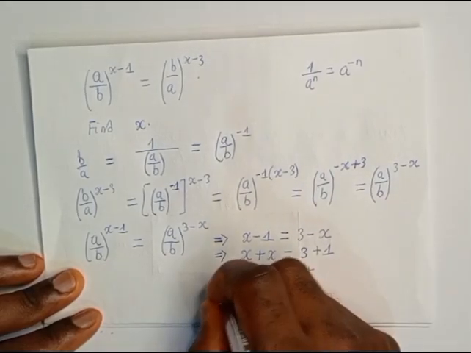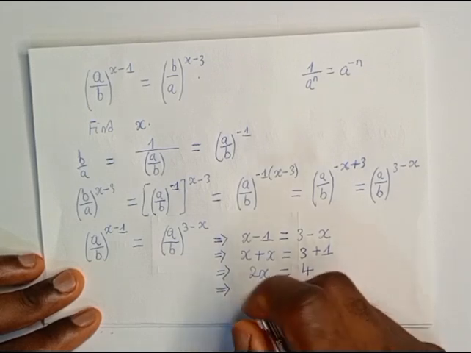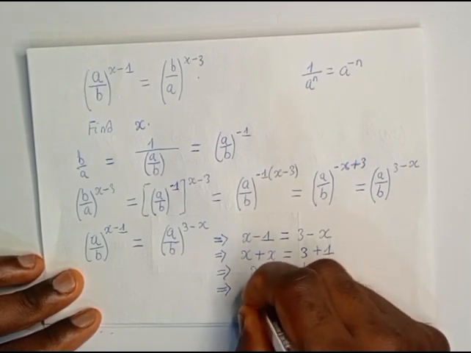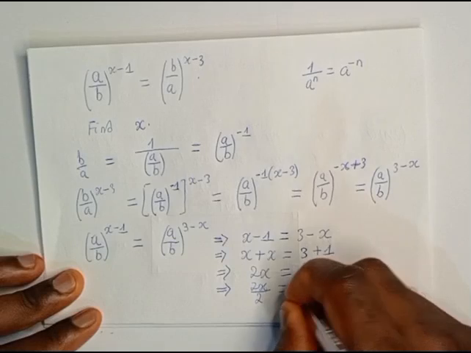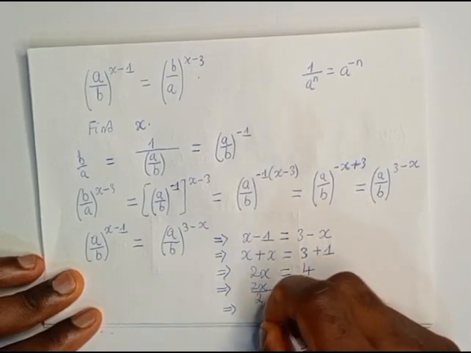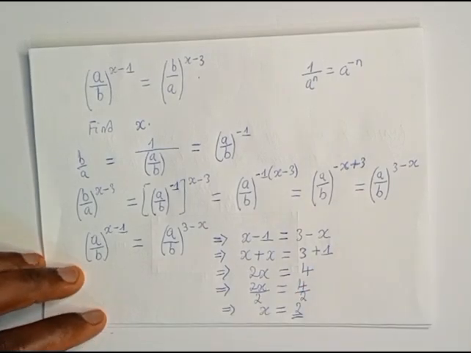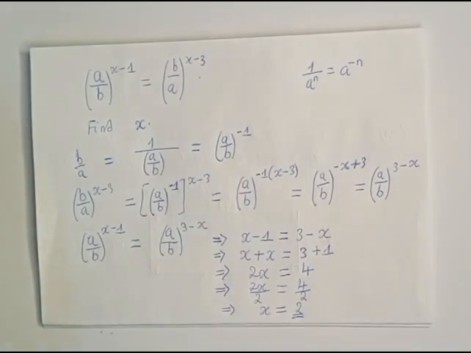For us to get the value of x, we are going to divide both sides by the coefficient of x, which is 2. 2x divided by 2 is equal to 4 divided by 2. Then our x will simply be equal to 4 divided by 2, which is 2. So, therefore, x is simply equal to 2. We are done with the solution of the question.